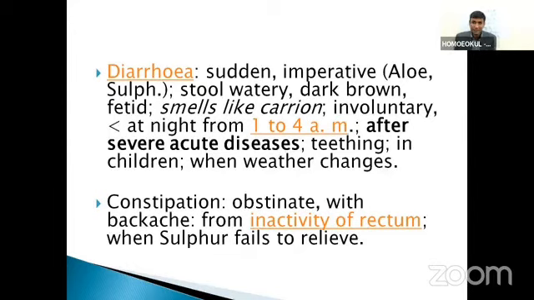This is a line because of which my NI selection happened and my friend's did not. The question was asthma aggravated 2 to 4 a.m., and in the options there were 4 medicines. One is calcarea carb, next is ammonium carb. So I just marked calcarea carb and he marked ammonium carb.